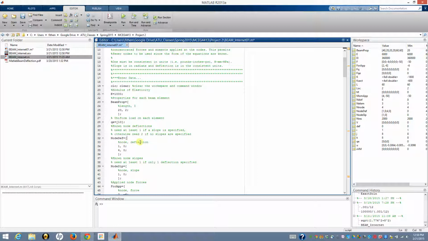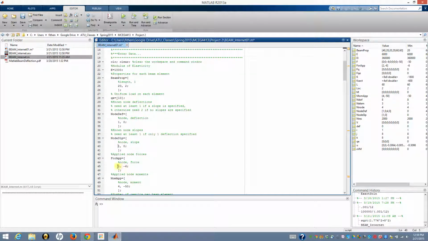The node and the deflection. Known node deflections need at least one if the slope is unspecified. Otherwise, you need 2 if no slope is specified. We only need that node 1 is going to have no deflection. We're going to node at least one. Okay, node known slopes. We have node 1 is going to have a slope of 0.